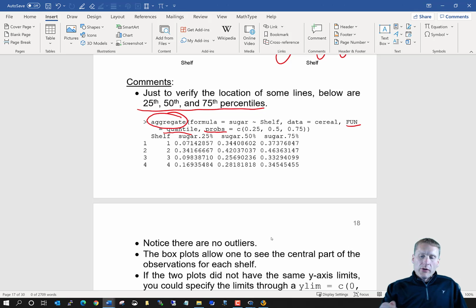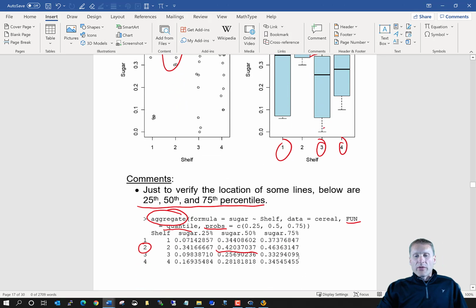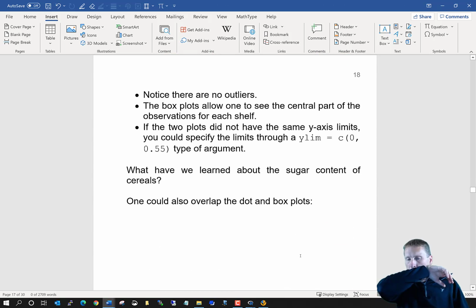And so what you can do on your own is, for example, for shelf 2, verify: is the median equal to 0.42? Let's come up here. Yep, it looks like it is 0.42. Do that with the 25th percentile, and do that with the 75th percentile as well. If you want to, you could also find how far those whiskers would be drawn out if they were drawn all the way out instead of to the maximum or minimum values.